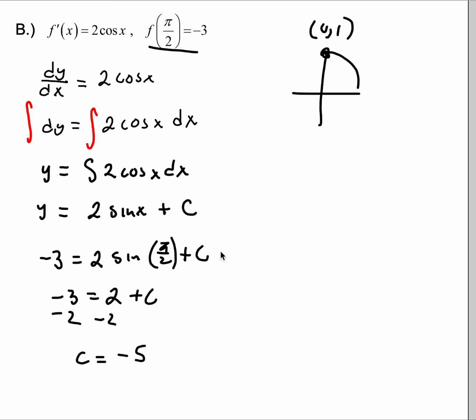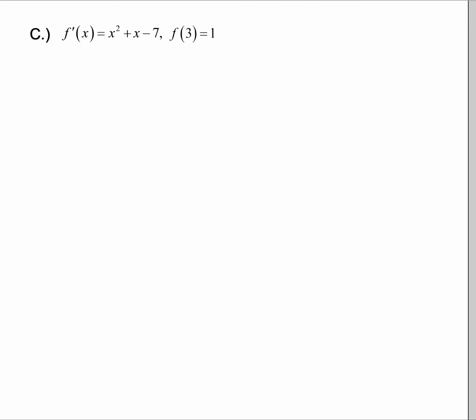So my function, my y, or f of x, is going to be equal to 2 sine x minus 5. And this function meets both of those conditions. Okay, let's look at other examples here.